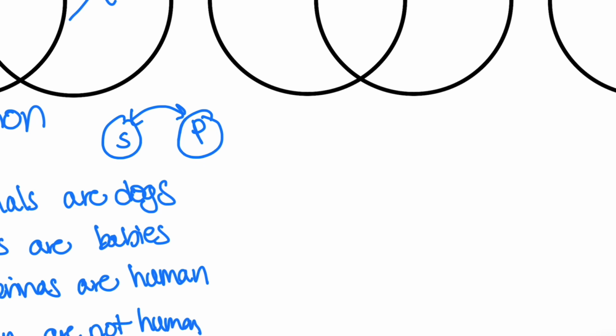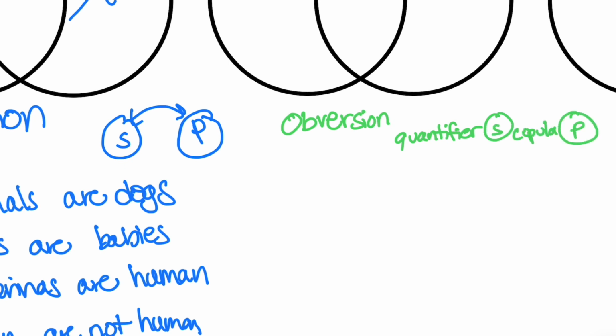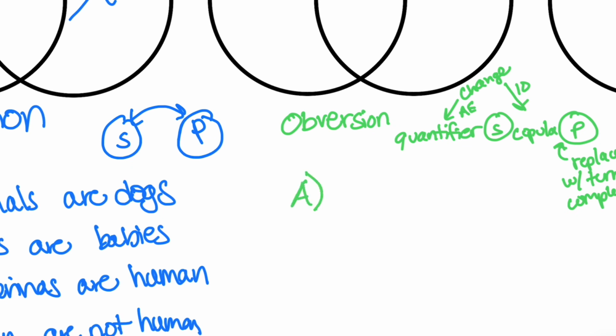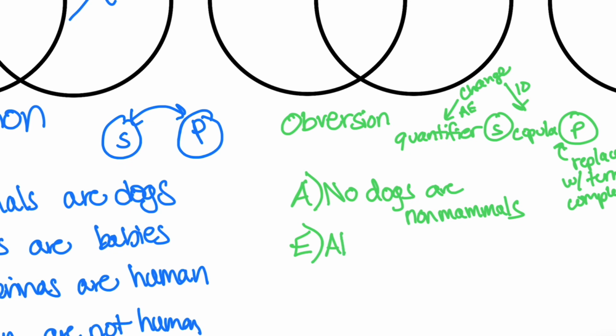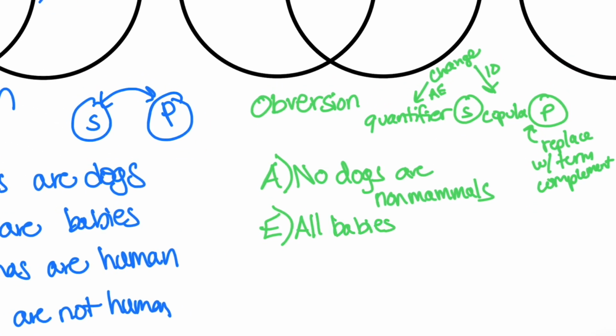Next, let's look at what obversion does to our standard form categorical propositions. So obversion, let's take a look at the structure of our sentence. If we obvert the sentence, we're going to change the quantifier for A and E, and we're going to change the copula for I and O. And we're also going to replace the predicate with its term complement, which I think becomes clear when we look at examples, but the textbook also talks in more detail about what a term complement is. Basically, it turns dogs into non-dogs, the opposite of whatever it is. So changing the quantifier in an A claim turns it into no instead of all. So the obverted A claim turns into no dogs are non-mammals.